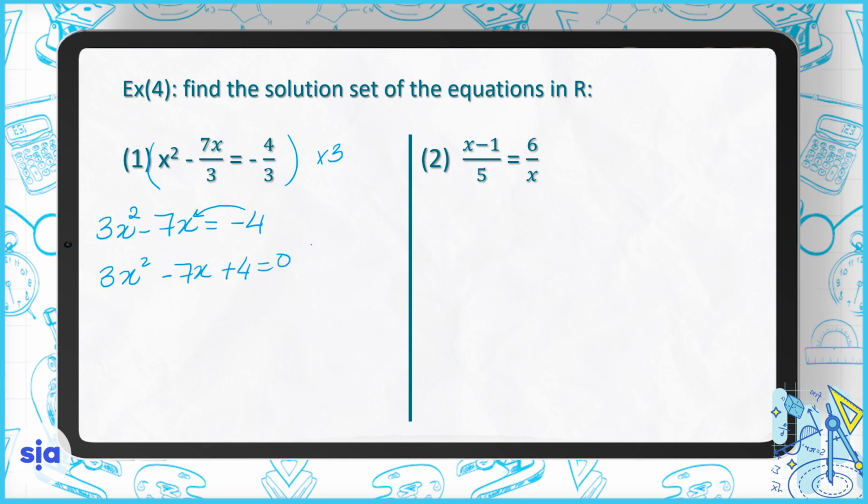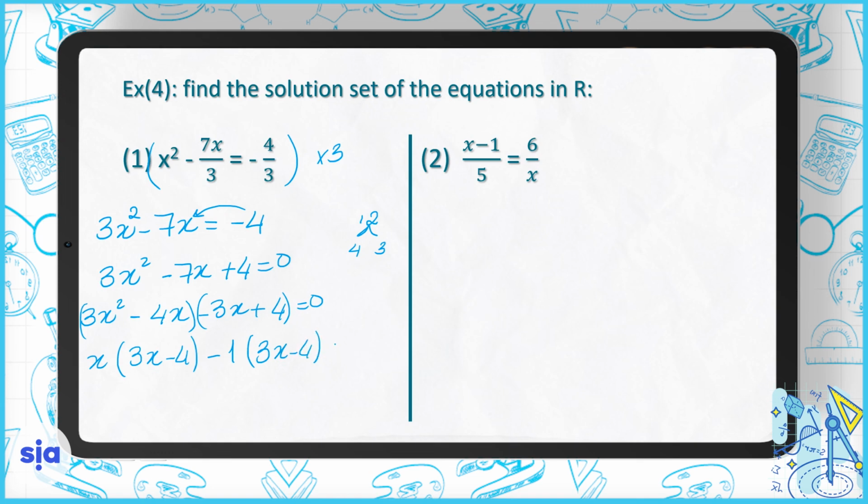Now we're going to get 3 times 4, which is 12. I want two factors of 12 whose sum is 7. So they are the 4 and the 3. So 3x² minus 4x minus 3x plus 4 equals 0. If we group the first two with the last two, here we have the common factor x, so x(3x minus 4). Here we have the common factor negative 1, so negative 1 times (3x minus 4) equals 0.